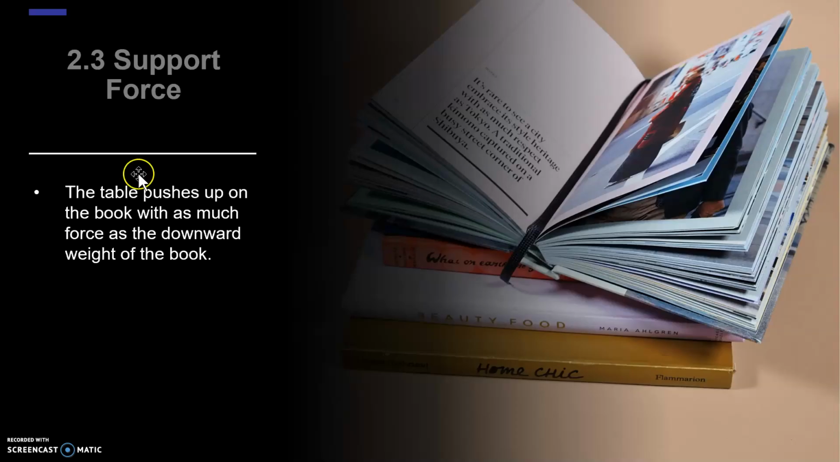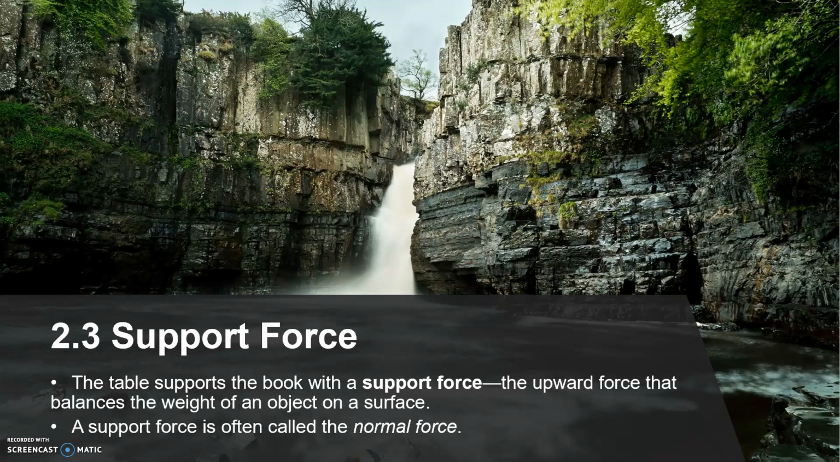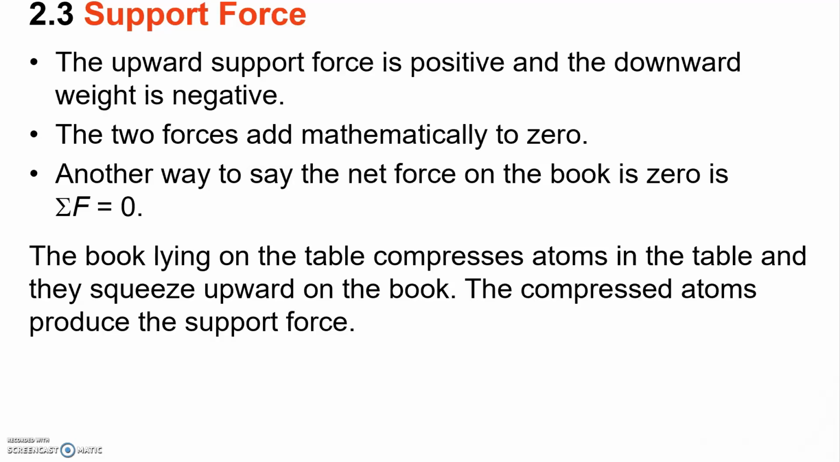So the table is pushing up on the book as much as the force of gravity is pulling the book downward. If it was only support force acting on the book, you can imagine the book would be flying around like in this picture. Or if it was only force of gravity, the book would be falling through the desk. And we know that physics doesn't behave that way, luckily. It's kind of fun to think about. Remember, that's called normal force.